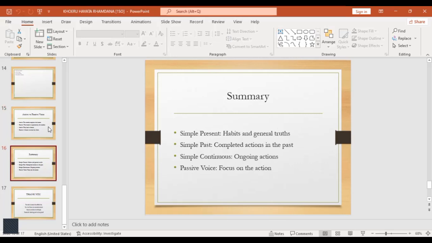Summary. Simple present tense: habits and general truths. Simple past tense: complete actions in the past. Present continuous: ongoing actions. Passive voice: focus on the action.